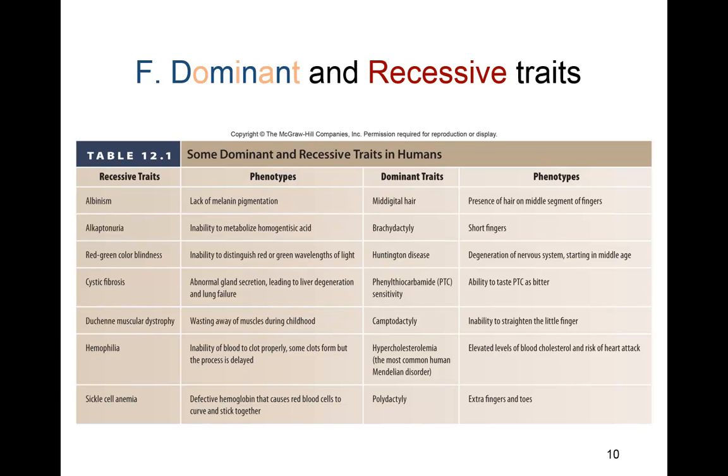Here are some dominant and recessive traits, examples of them in humans. We've talked about sickle cell anemia in class, which is a recessive trait. We talked about Huntington disease, which is a dominant trait. If you have that, you're more than likely going to pass that on to your children. But there's some other ones here. You don't have to know all these. These are just examples. Okay?